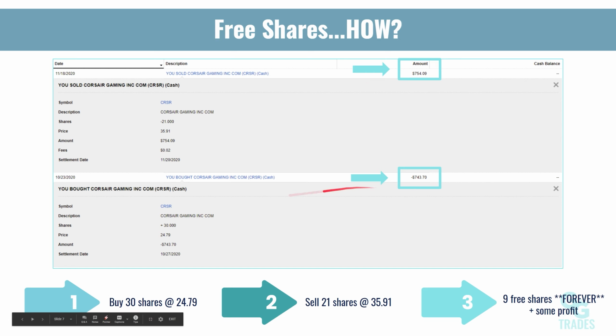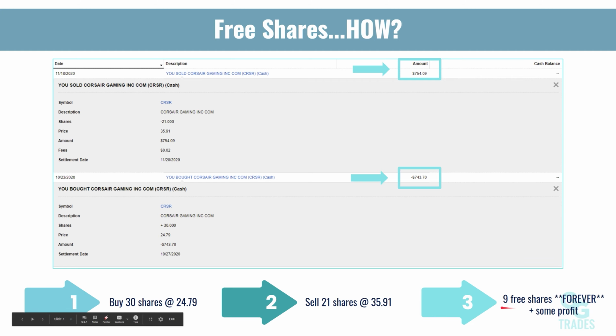Step 1, I bought 30 shares here right at the bottom. This was on October 23rd of this year. Spent about $743. And within about a month, it ran up to about $35, $36. I sold 21 at $35.91. And now I'm holding 9 shares of Corsair free forever. And I got a very small profit on that.